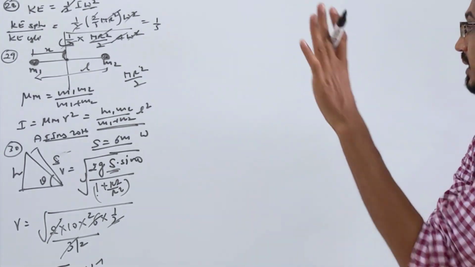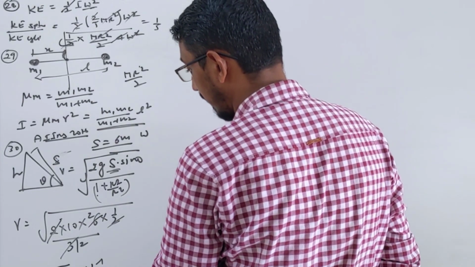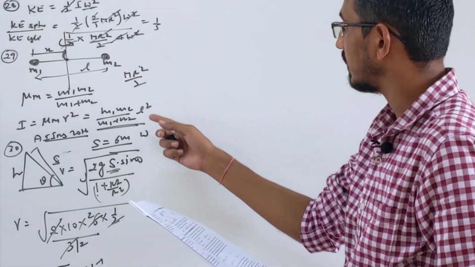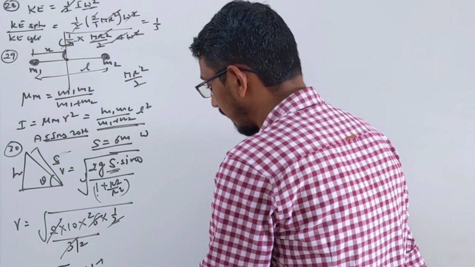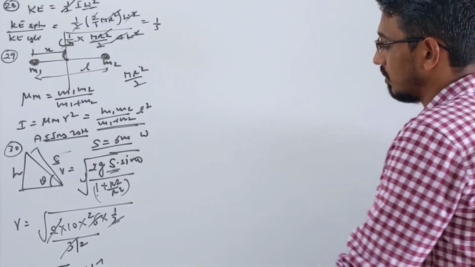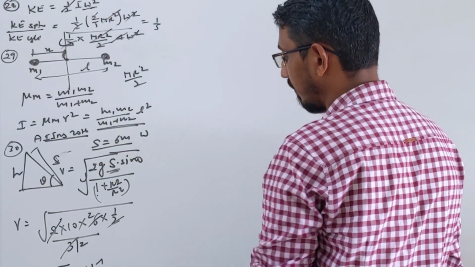In this question they have asked us what? Angular velocity. So angular velocity omega is simply v by r, means root 40 by radius. Radius of this cylinder is given, how much? 5 centimeter given. 5 into 10 power minus 2. Correct? So minus 2 goes up, become 100. 100 by 5 is what?